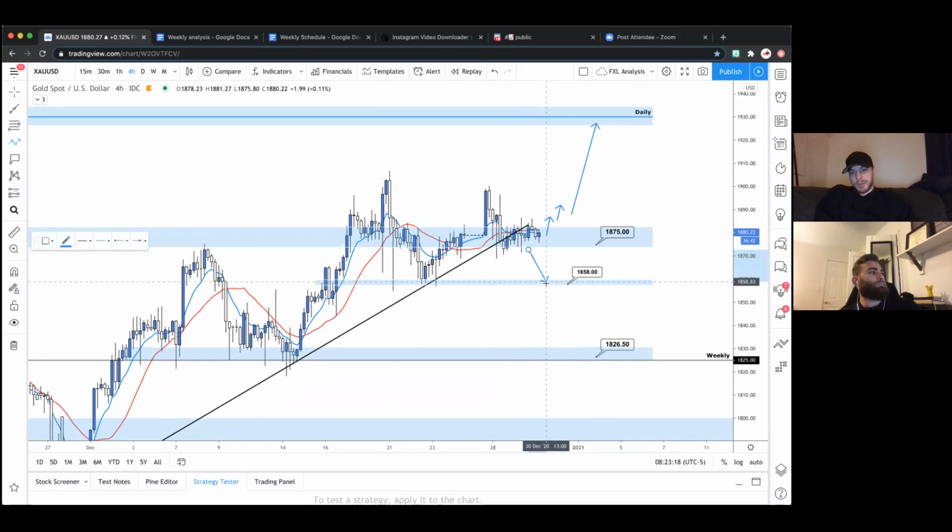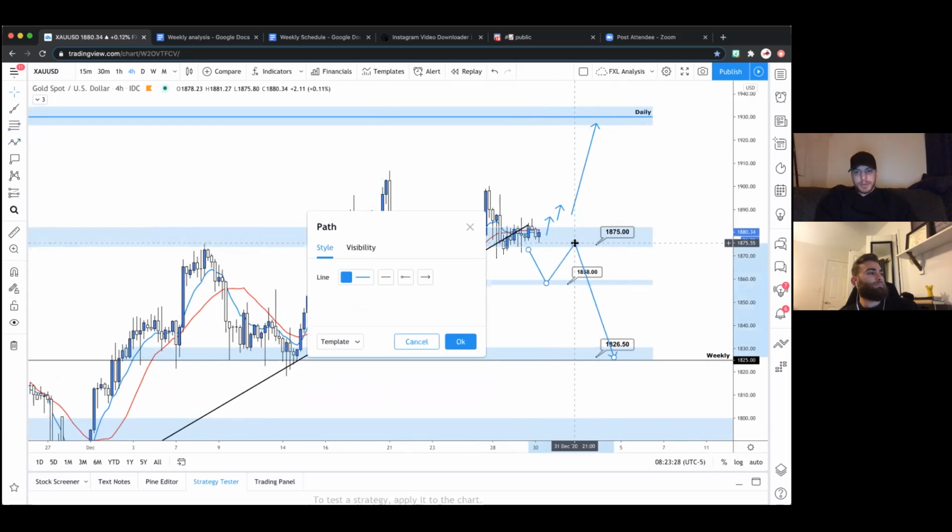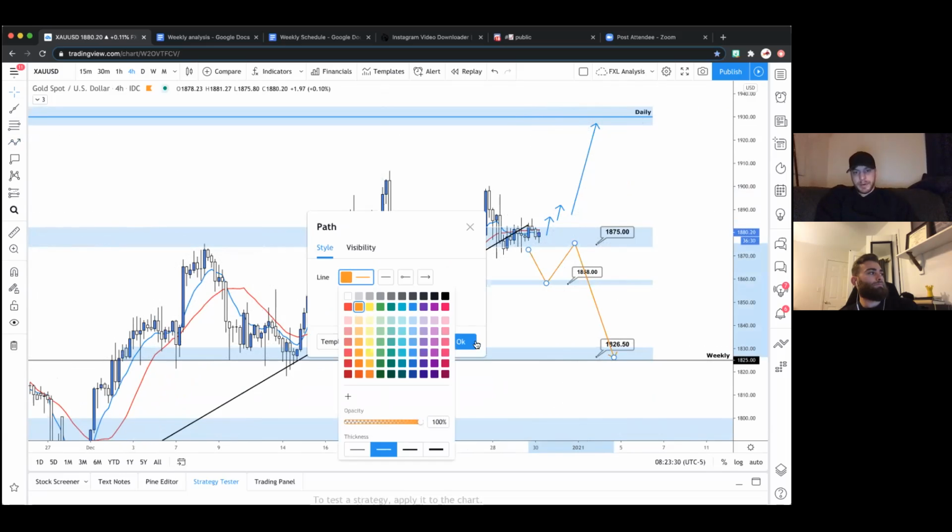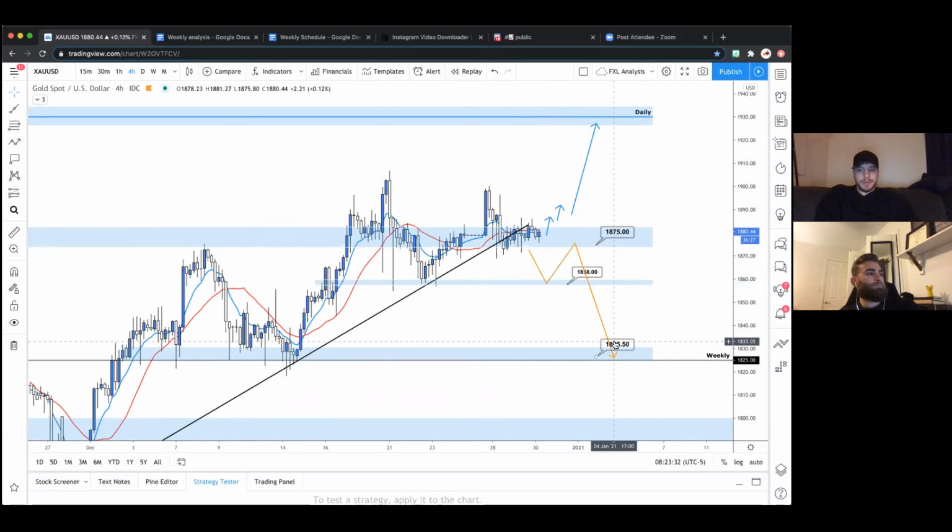However, if this does push lower, we need to see a lower high below 1875, and then obviously it'd be nice if we saw a lower high below 1858 as well. So this is what we're looking like right here. We're going to target lower towards 1826, right where our weekly level is at 1825. So this would be a really nice short or long. Either way, we're ready for it.